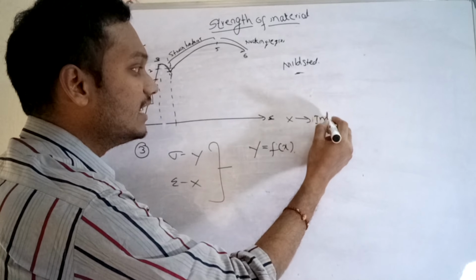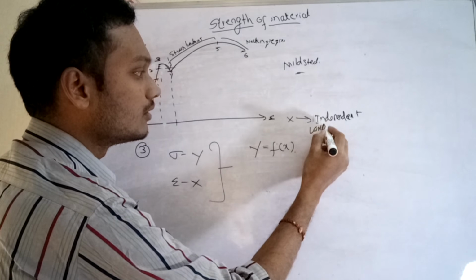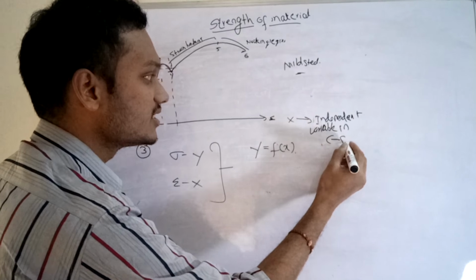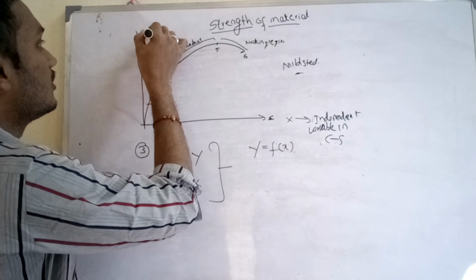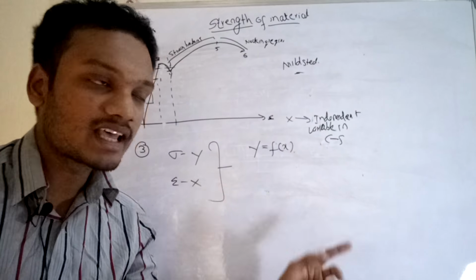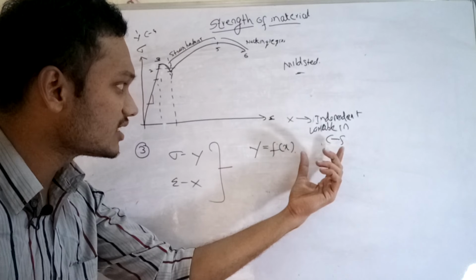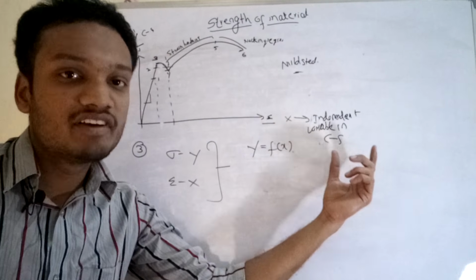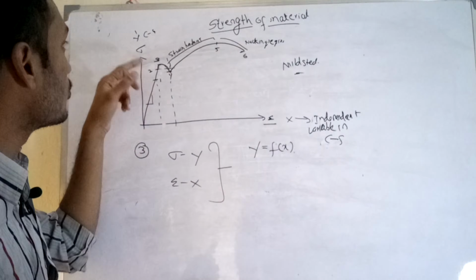So the x-axis is nothing but the independent variable in the coordinate system. Similarly, the y-axis is nothing but the dependent variable in the coordinate system. That means you are assuming that strain is an independent parameter and stress is the dependent parameter. That means in the universal testing machine, you are assuming that strain is an independent variable, but stress is a dependent variable. That's why you are plotting stress on the y-axis and strain on the x-axis.